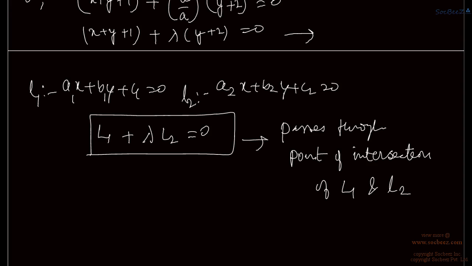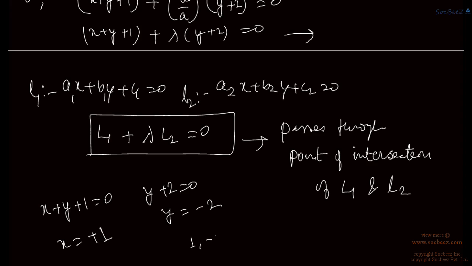This expression tells us that the equation passes through the point of intersection of the lines x + y + 1 = 0 and y + 2 = 0. From here we get y = -2, and substituting y = -2, we get x = -2 + 1 - 1, so x = 1. So we have the point (1, -2), which is the point of intersection of the lines x + y + 1 and y + 2.